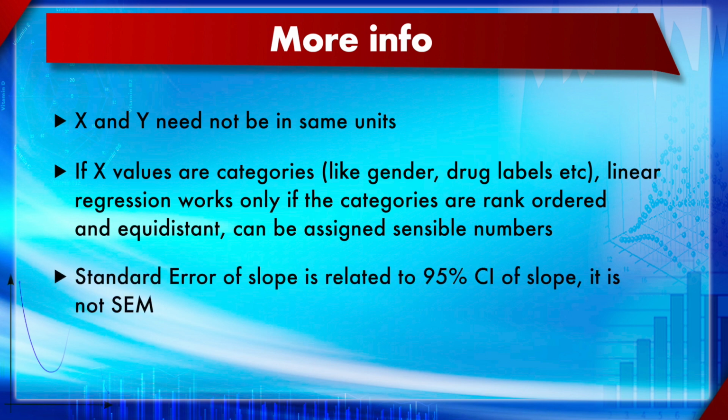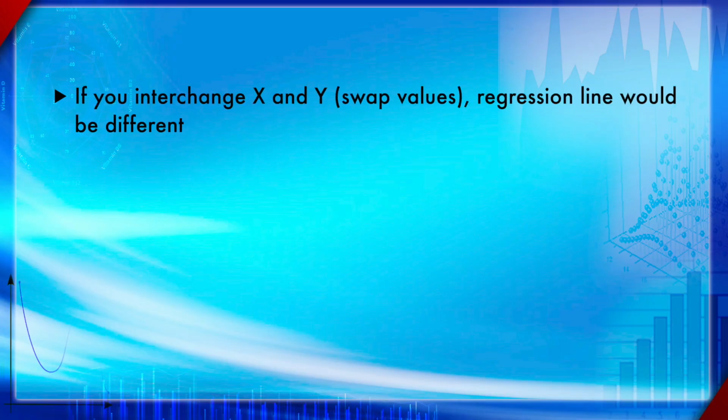The standard error of the slope is related to the 95% CI of the slope. It's not exactly the same as SEM, or standard error of the mean. These two terms are quite different. Then there is the standard error of the regression line. If you interchange x and y, that means swap the values, the regression line would be different. You are going to get an altogether different regression line if you swap these values.